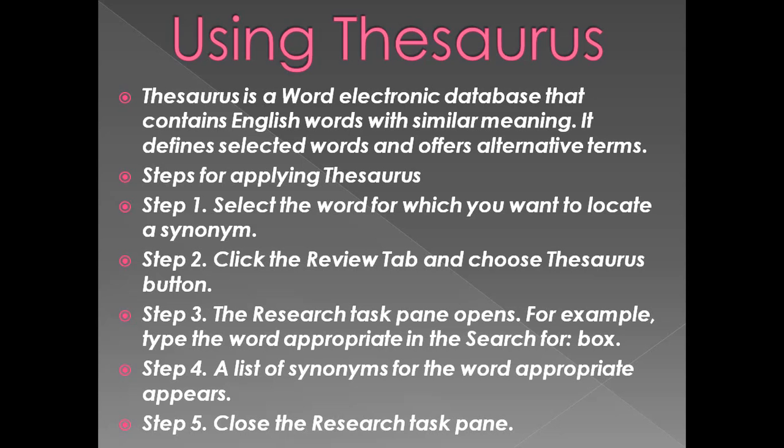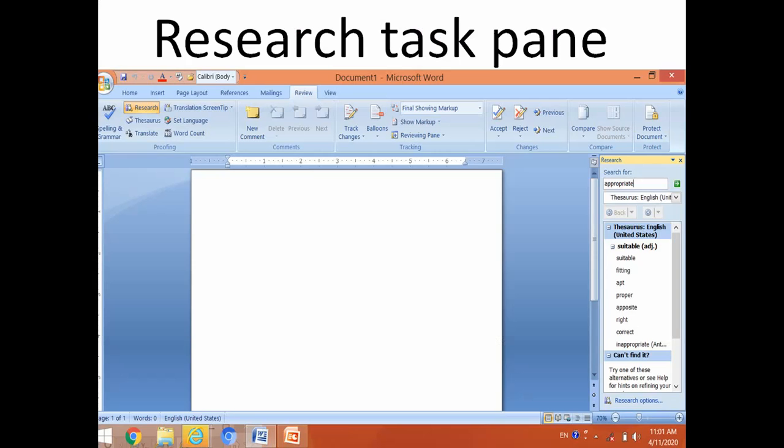You can click on the Search for box and type the word that you want to know the synonyms of. Then click on the Search button. It will display all the similar meanings, words and synonyms in the task pane.